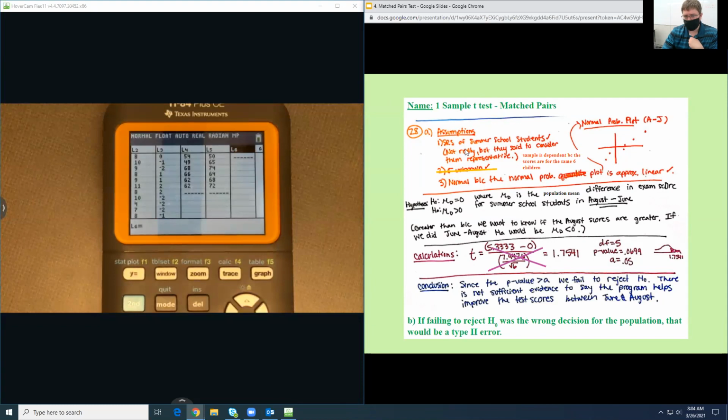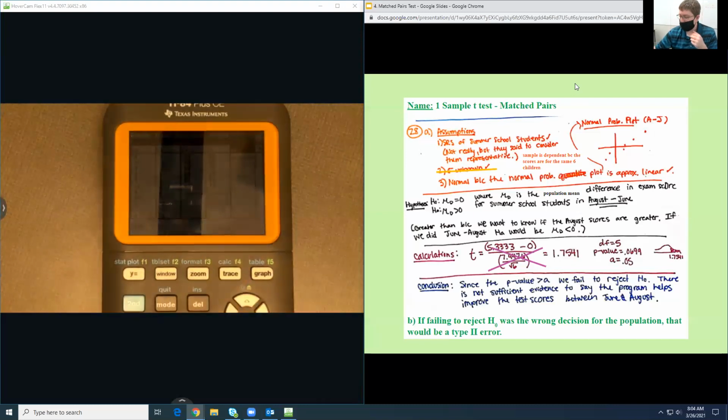So you have two assumptions. You need to make sure you verify that you have a simple random sample of summer school students. Check. I mean, it didn't say it in there, but we wouldn't be doing the problem otherwise. And then number three, we've got to say normal because the probability plot is approximately linear. So for this one, I chose to do August minus June because I assumed there would be some sort of increase, and I'm looking to see if that's the case.